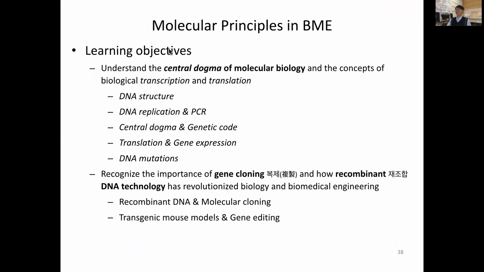So this time we have studied the central dogma of molecular biology, transcription and translation, gene cloning and recombinant DNA technology. I hope you can understand more of this by reading papers and through your own studies.